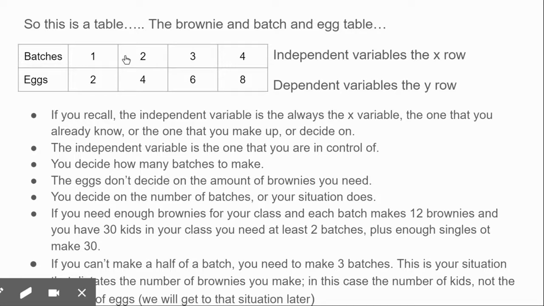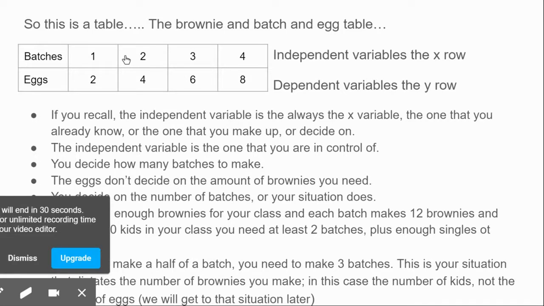The independent variable is the one that you are in control of. You decide how many batches you're going to make. The eggs don't decide how many batches you make, although that could be a possibility, but we'll get to that later. For example, if you need enough brownies for your class, and each batch makes 12 brownies, and you have 30 kids in your class, you need at least 2 batches, plus enough singles to make 30. So if you can't make half a batch, you would need to make 3 batches. So then I would look for 3 at the top and find out how many eggs I need.